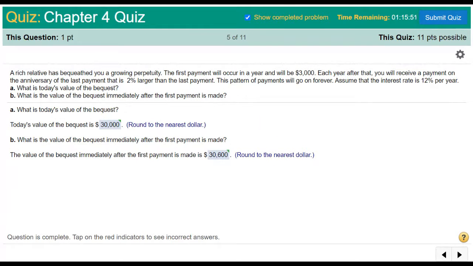Okay? So this is a growing perpetuity where it's rate minus growth. Remember, rate minus growth. So $3,000 divided by 0.12 minus 0.02, which is 0.10. So 3,000 over 0.10 is 30,000. Now, you're going to say 3,000 times 1.02 divided by 0.12 minus 0.02, and you should come out to 30,600.